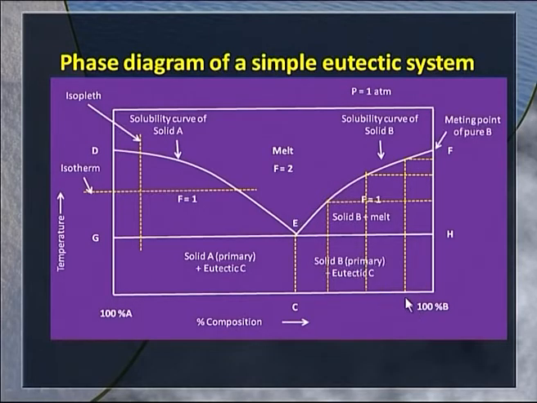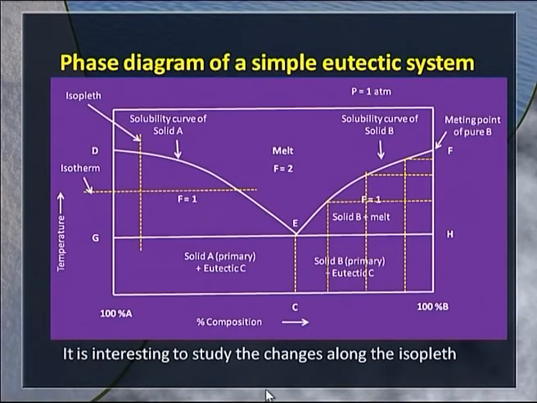You can consider component A present in B as an impurity, because there is a decrease in its melting point. As you go on increasing the amount of A in B, the melting point successively decreases, and you can clearly see that. Same thing will happen to solid A. When B is added more and more, its melting point goes on decreasing, and here the two curves meet. An interesting study will be what changes take place in the system along the isopleth.